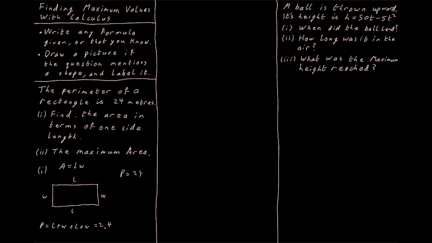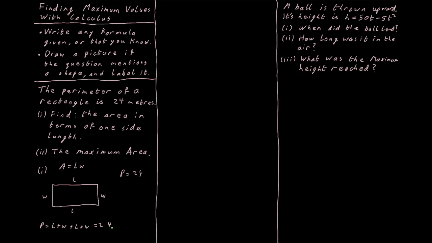Now that we've done that, can we make progress towards what we've been asked for? Well, if I look at what I was asked for, I want to find the area in terms of one side length. And at the moment, I have the area in terms of two side lengths. The length and the width are the two side lengths for my rectangle. So how could I use the other information I've got to try and write this in terms of one of my sides, either the length or the width? Well, the only other information I've got is this equation here. The perimeter must add up to 24.